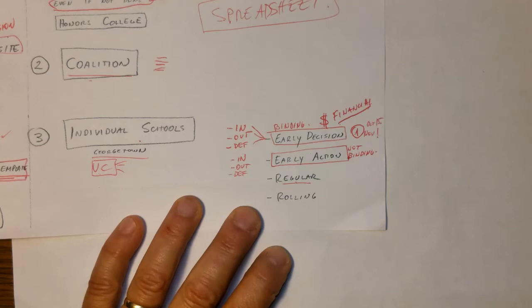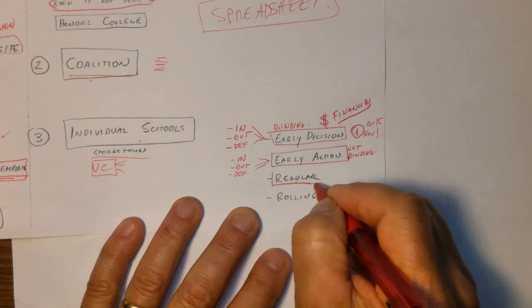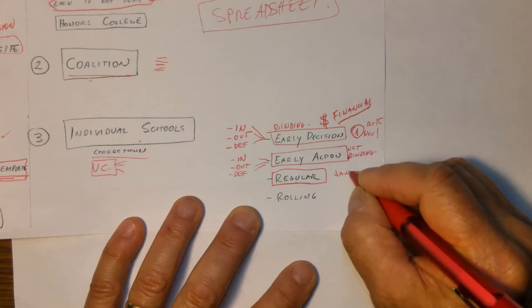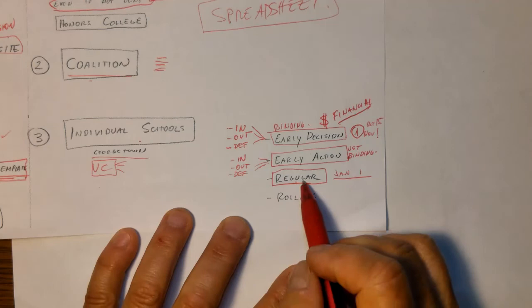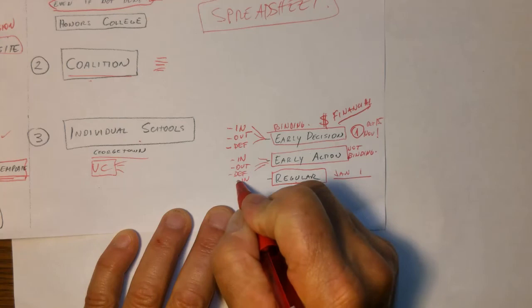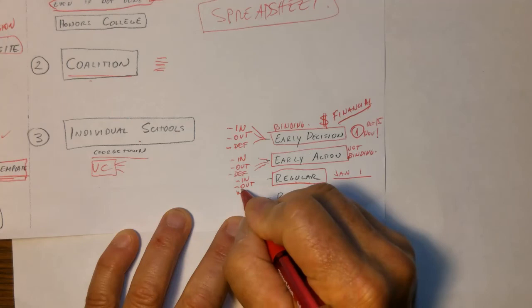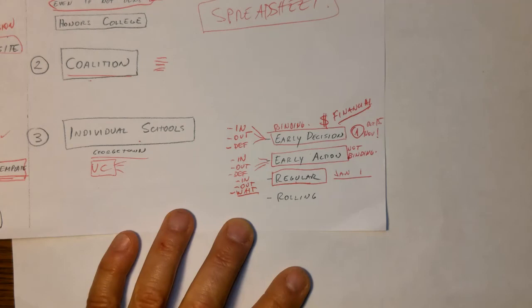Then you can apply, of course, regular. I think the regular deadline is usually January 1st for applications. And when you apply for regular, you have again three options. You are going to be accepted, you are in, you are going to be rejected, you are out, or you are going to be waitlisted. And waitlisted means that you are not going to hear from them until sometime in May.